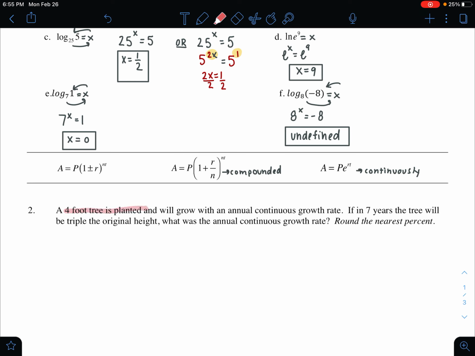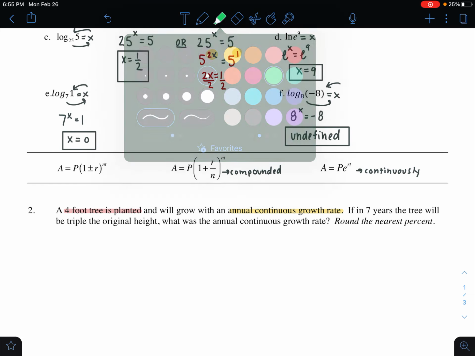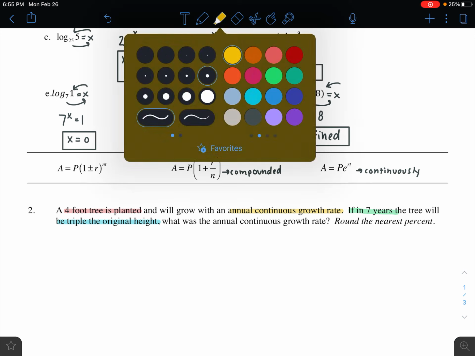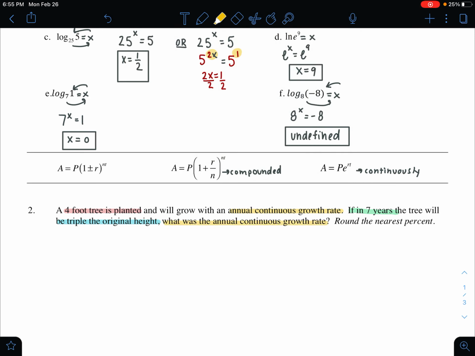A 4-foot tree is planted, so originally planted, and will grow at an annual continuous growth rate. So that tells us we're going to be using our continuously equation. If in 7 years, the tree will be triple the original height, what is the annual growth rate? So because of continuous, we're going to be using our PERT equation.